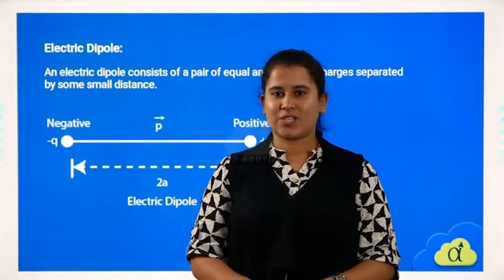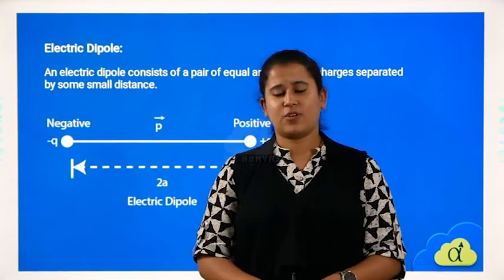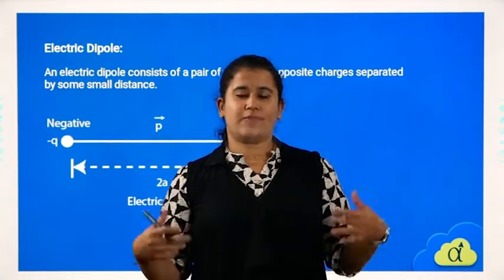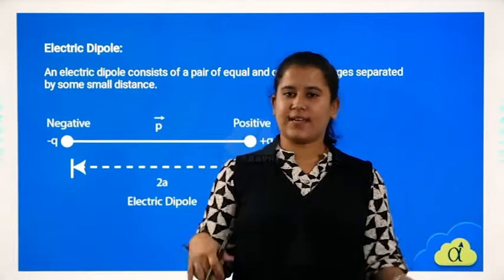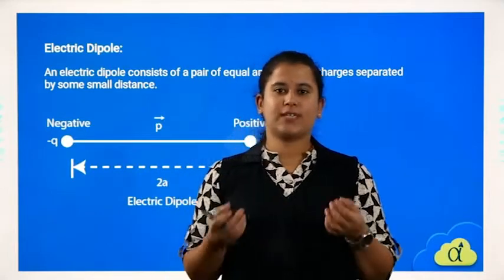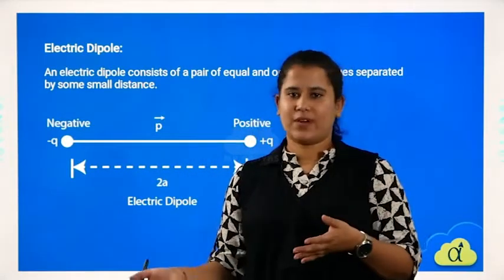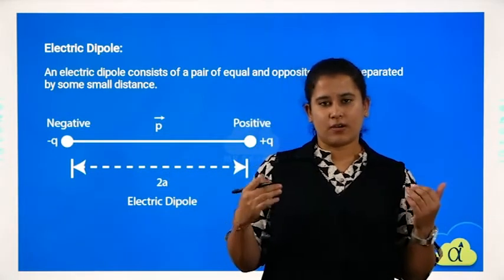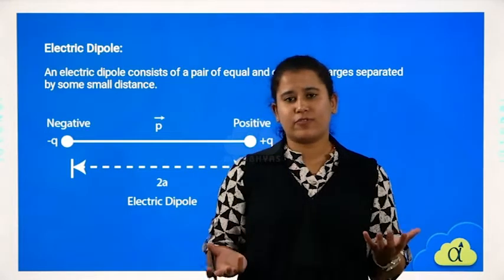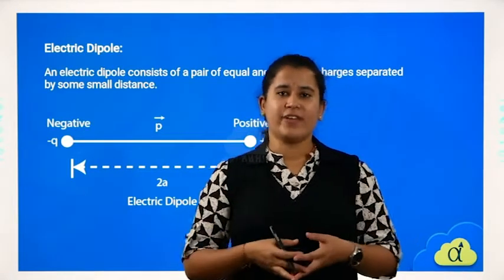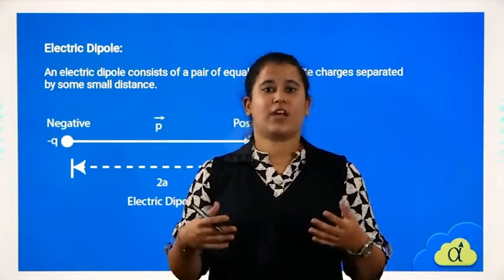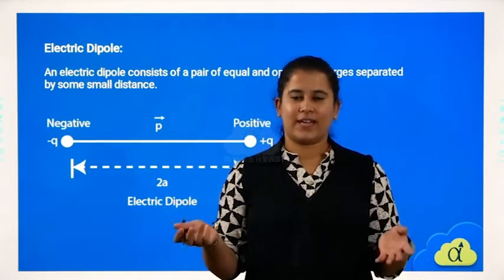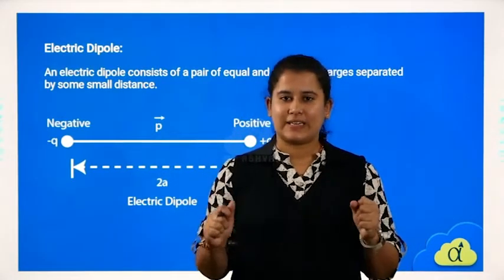So moving on to the next one, we have electric dipole. So what is an electric dipole? A magnet has two poles, Earth has two poles. So what does "di" mean? Di means two, right? Similarly, do electric field lines of force or electric charges have two poles, like north and south pole? No, right? So now what is an electric dipole?